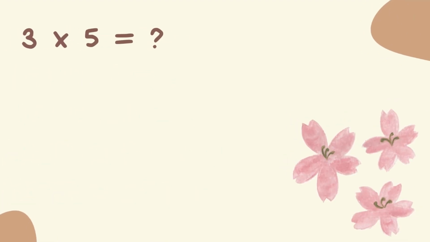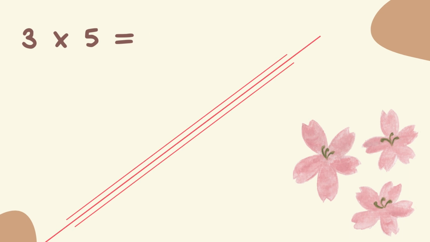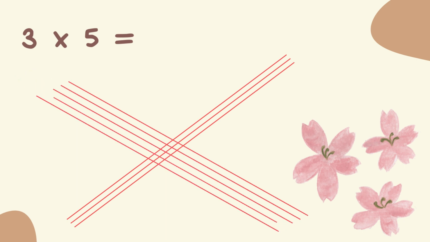Let's get started. We will try to use the Japanese multiplication model on this simple example. For every number in the problem, we will draw a corresponding number of lines. Our first factor is 3, or we can say 3 ones. So let's draw exactly 3 lines. The second factor in this problem is 5, or 5 ones. We will draw 5 lines in the opposite direction. These 5 lines will intersect our first 3 lines.